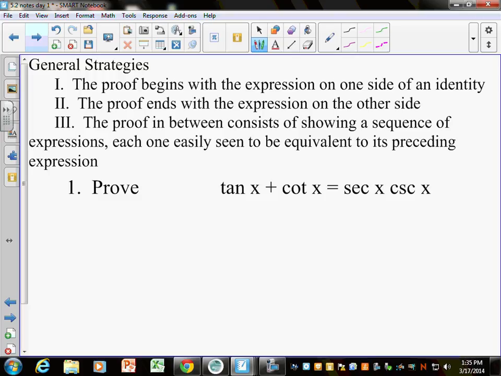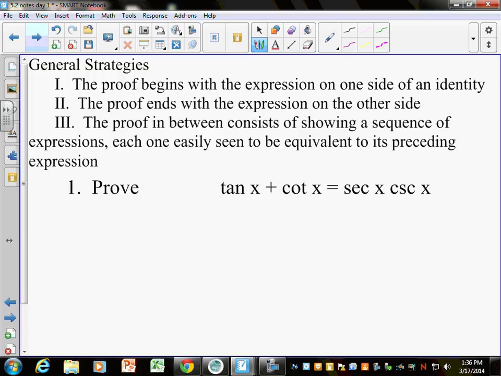How do you know which side to work with? One of my tips is work with the more complicated side, and you might say on this one, I don't know which side's more complicated, but to me, when I see addition, and over here I don't see addition, I think about, I need to turn this addition into multiplication. How could I do that? If you could have a fraction with a common denominator, that's how you can do that. So, can we rewrite tangent and cotangent and make them fractions instead of not fractions?